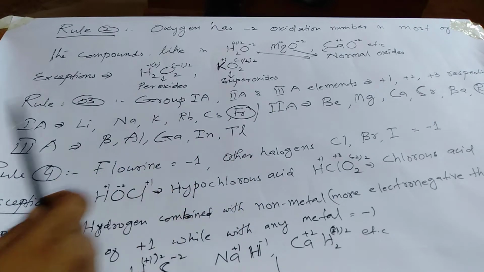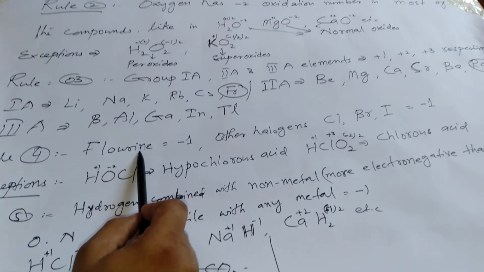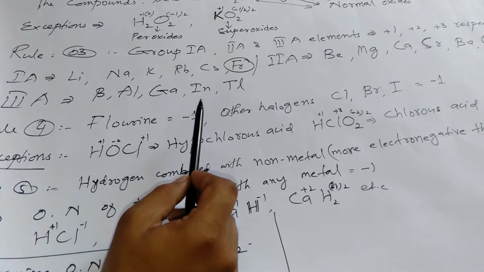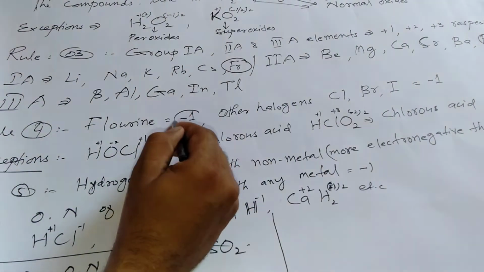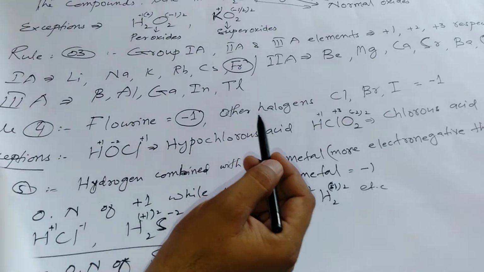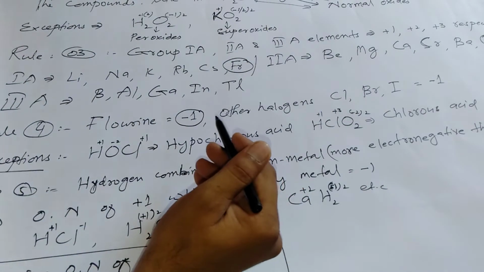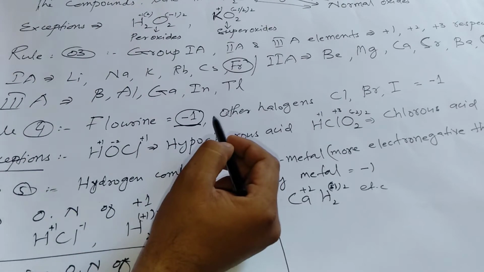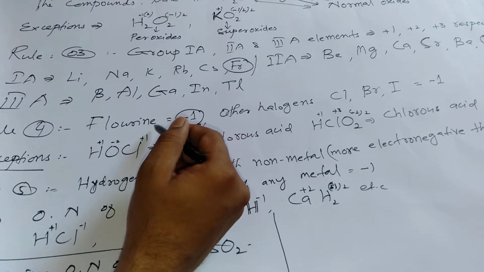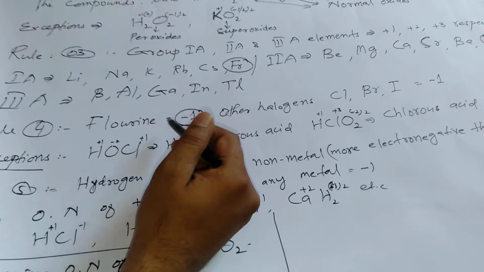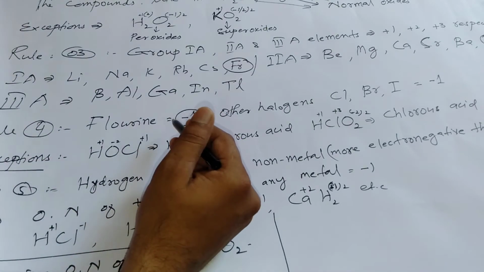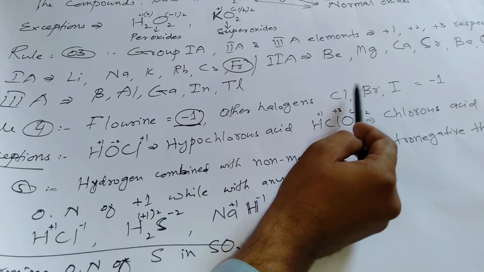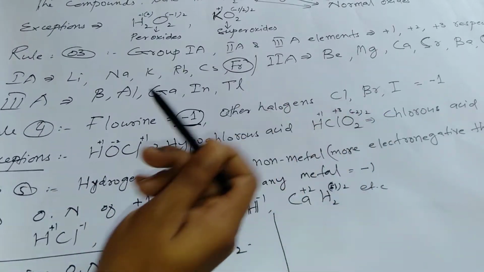Rule number 4: fluorine is the most electronegative element of all the elements in the periodic table. So it always has -1 oxidation number. Without any exception, without any other limit, fluorine has only -1 oxidation number. Other members of the fluorine family, that means other elements in the same group as fluorine like chlorine, bromine and iodine, also have -1 oxidation number.